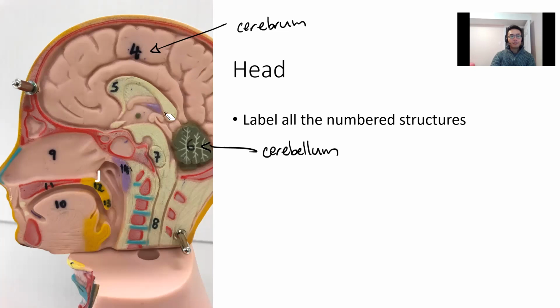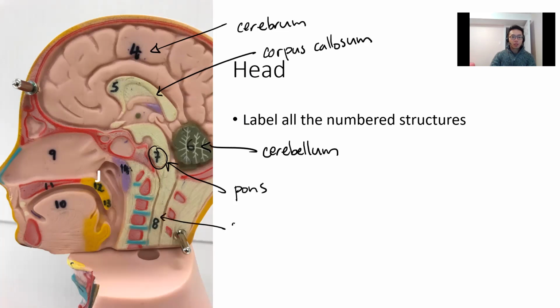Okay, number 5. Everybody should know number 5 now. We must have talked about this at least 4 times today. That is the corpus callosum. Seven is the pons. 8 is the spinal cord.